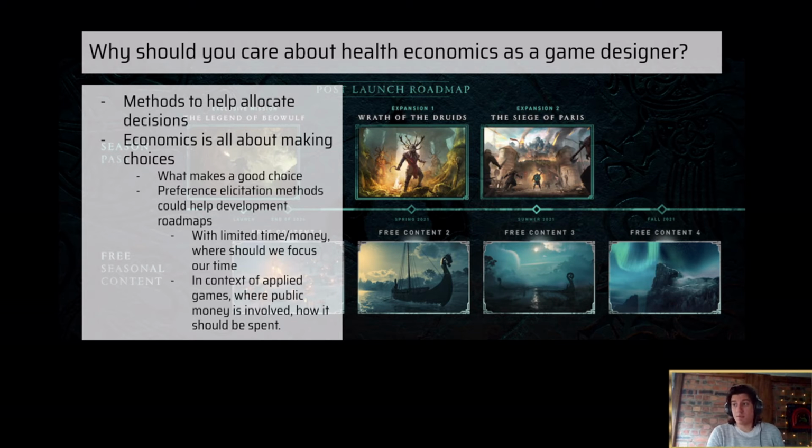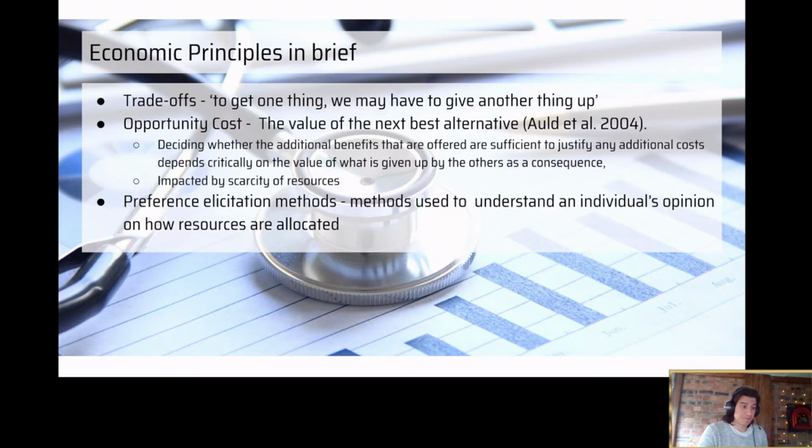Preference elicitation methods could help with development roadmaps, for example, with limited time and money, where should we focus our time? And in the context of applied games, where public money is involved, it could help determine how that money should be spent. And some of you may already use these principles in design already, but I hope I can share some further depth on the use of these principles within games.